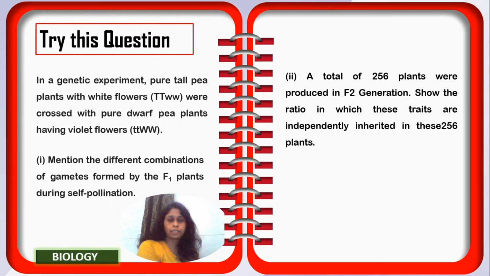A number of times it has come in the board exams also. In a genetic experiment, pure tall pea plants with white flowers were crossed with pure dwarf pea plants having violet flowers. Mention the different combinations of gametes formed by the F1 plants during self-pollination. After that, a total of 256 plants were produced in the F2 generation. Show the ratio in which these traits are independently inherited in these 256 plants. So just find out the answer and comment in the comment section below.